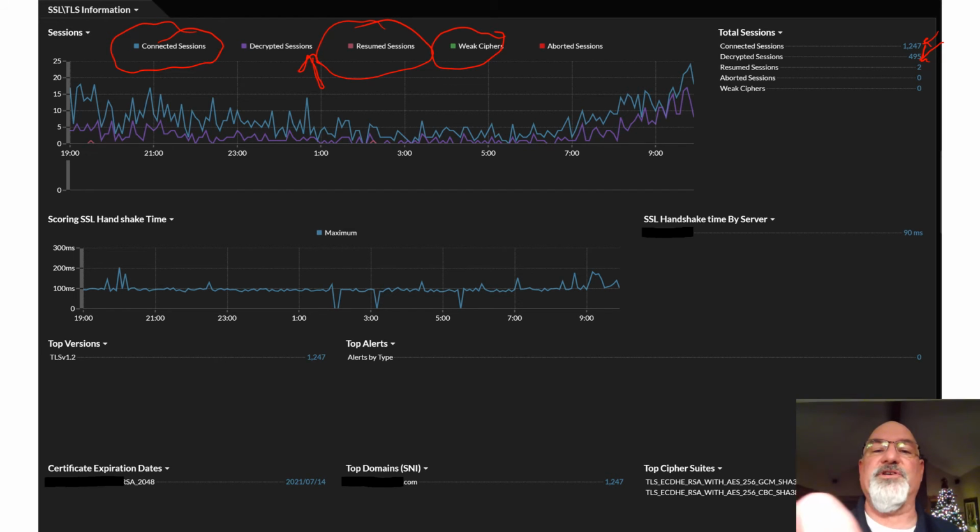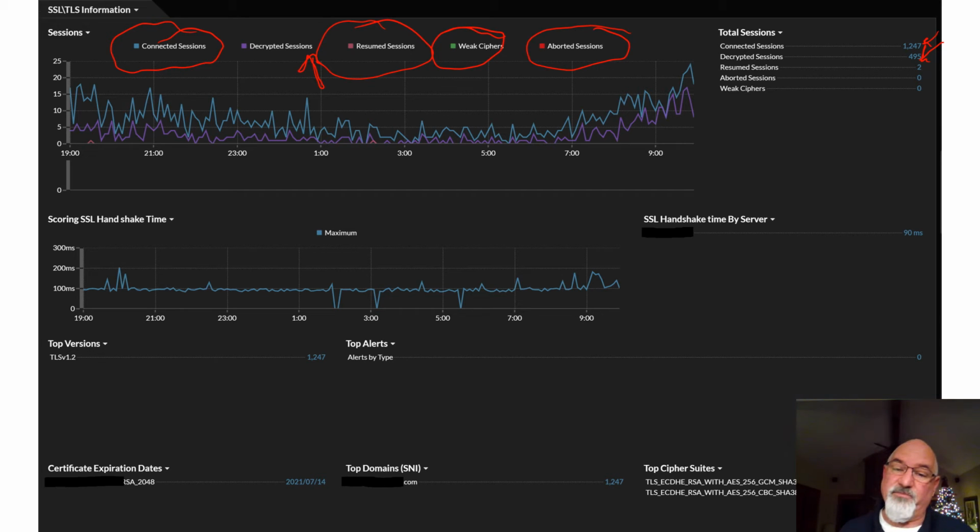Anything with weak ciphers, man, all this stuff that's going on nowadays, everybody's got to make sure their ciphers are up to date and we're using the good stuff. That's pretty important. So I'd like to know that. And then we have this cool thing called aborted sessions. And the cool thing is that's aborted in the middle of the handshake. So if you see aborted sessions under this counter, this is kind of important to know. I aborted during my TLS handshake.